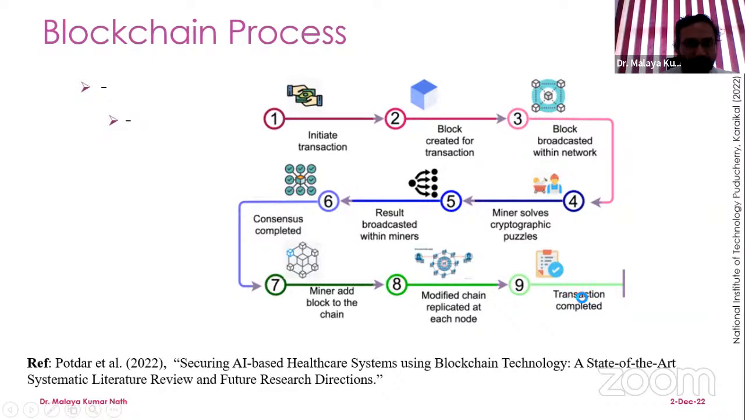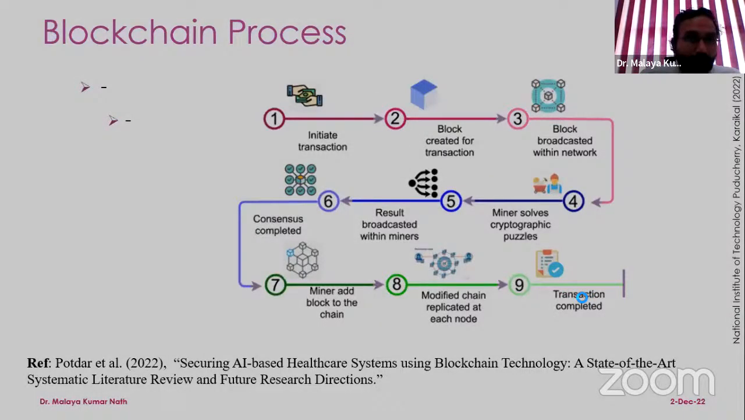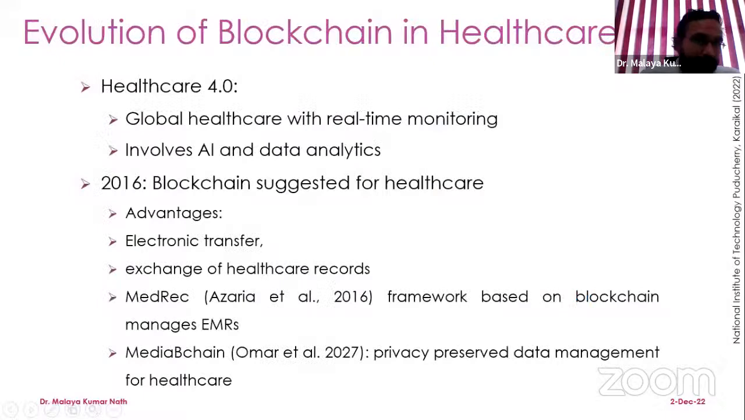So now, if you look into the evolution of blockchain in healthcare, this is healthcare 1.0 to 4.5. Healthcare 4.0 basically represents global healthcare with real-time monitoring. That means how we are able to analyze the real-time health of a particular person. It involves data analytics as well as AI. In 2016, blockchain was suggested for healthcare.